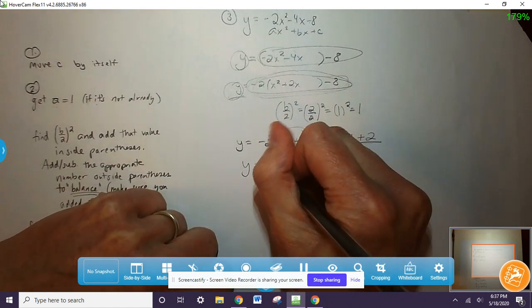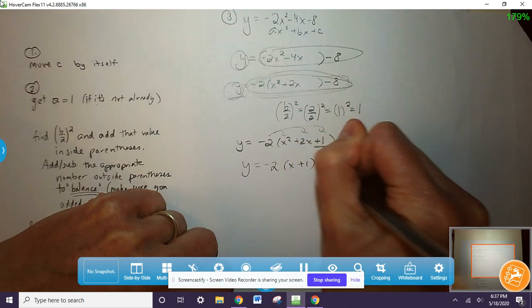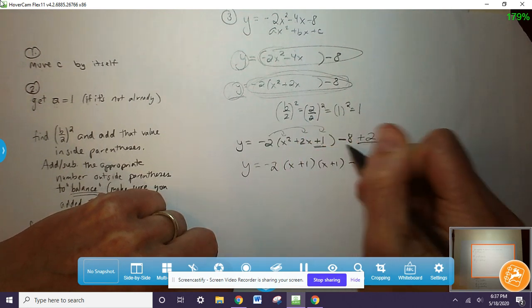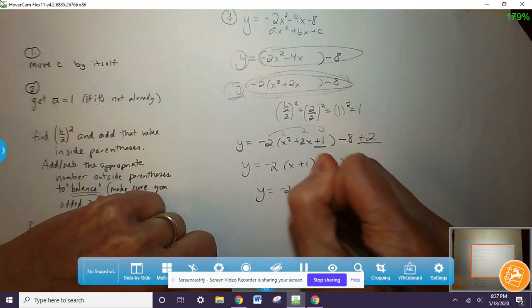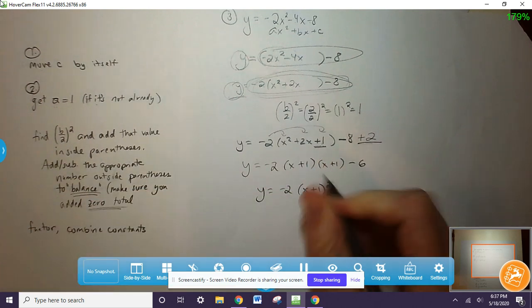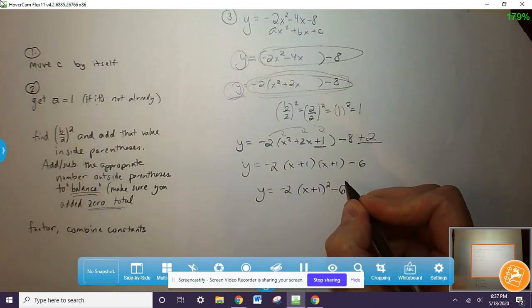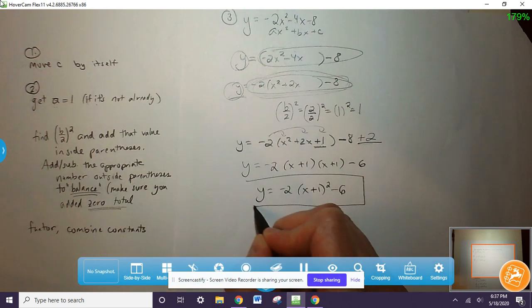So if we factor and combine the constants, we should have a perfect square of a binomial. We should have a repeated factor. And this should be our final answer in vertex form.